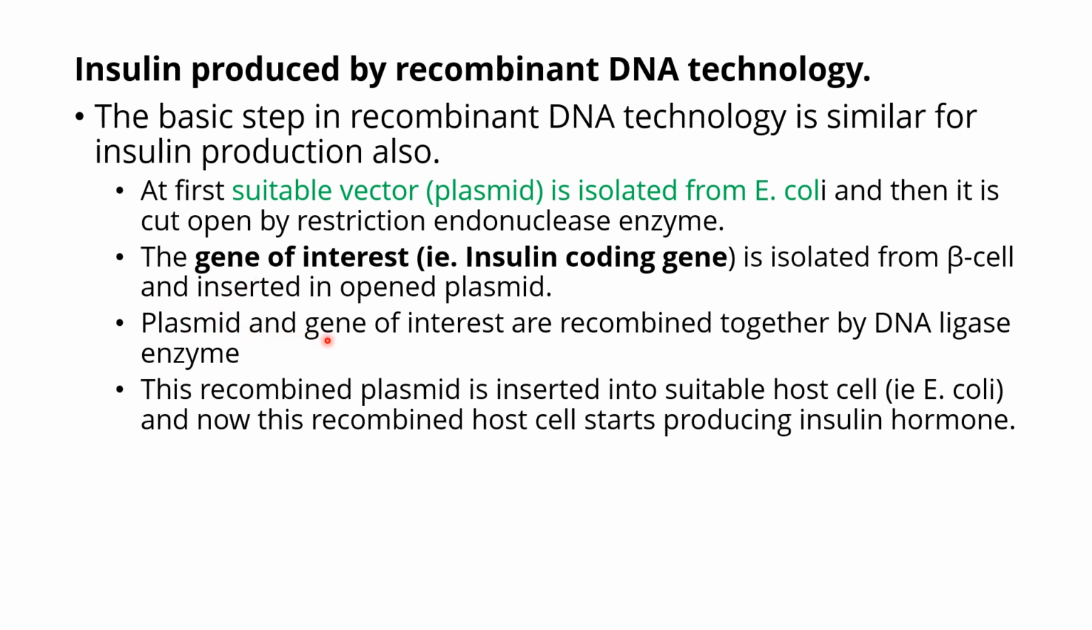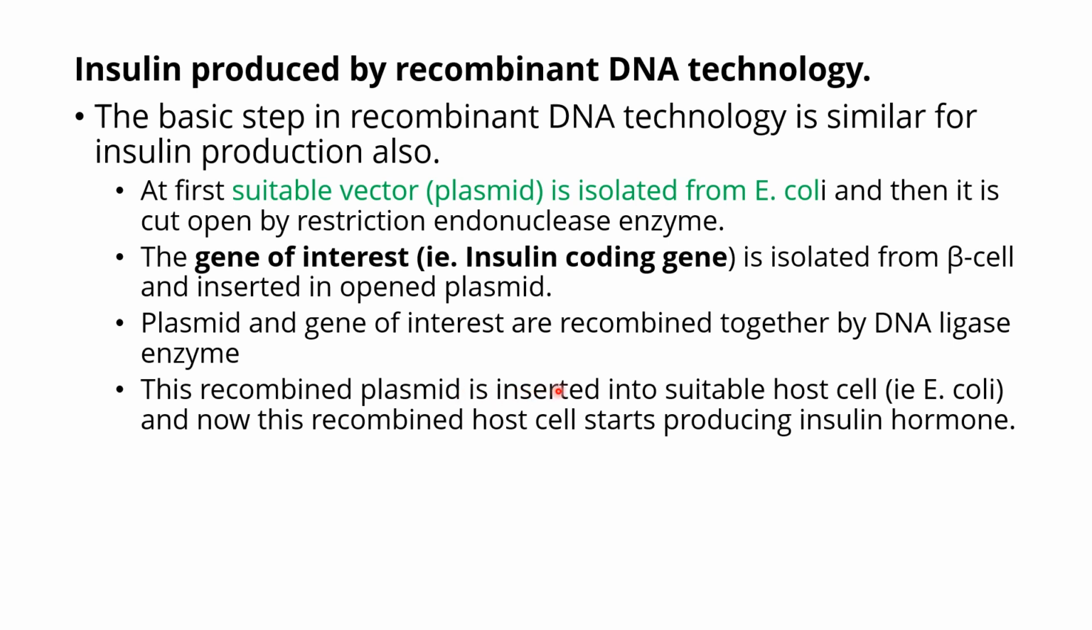Then the plasmid and the gene of interest are combined together. So the gene is pasted into the plasmid and then they're joined together by DNA ligase enzyme. Now, this recombined plasmid, which contains the gene of interest that codes for insulin and the DNA from the bacterial E. coli, forms what we call a recombinant plasmid.